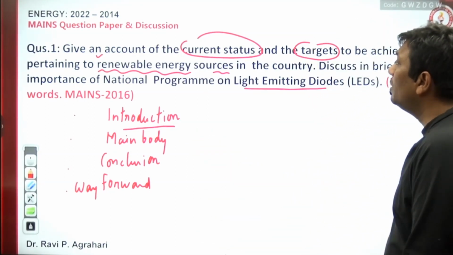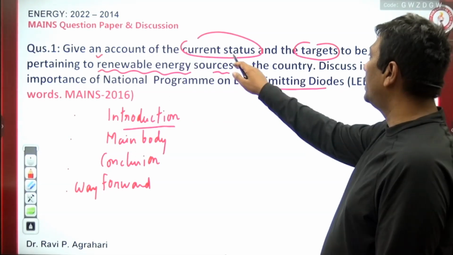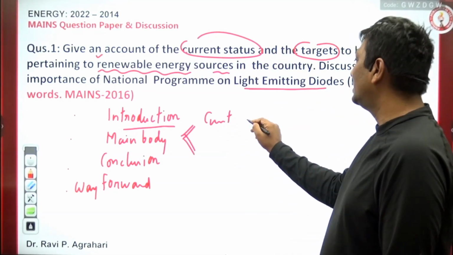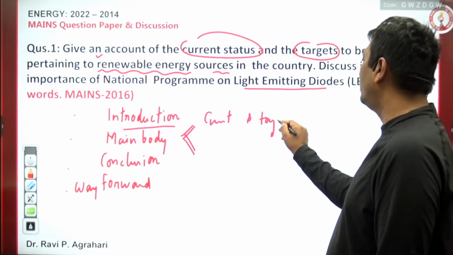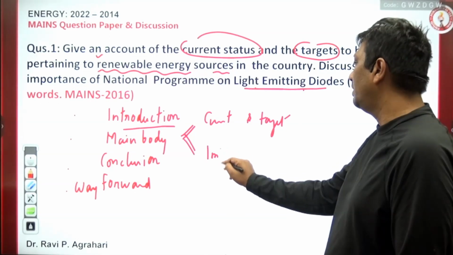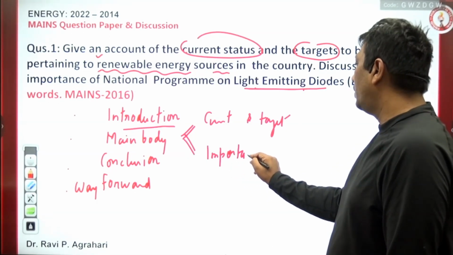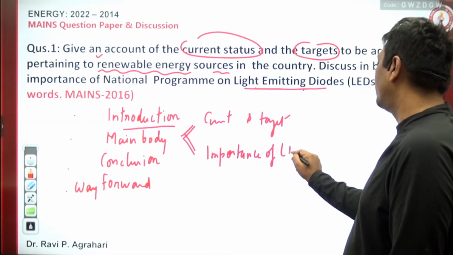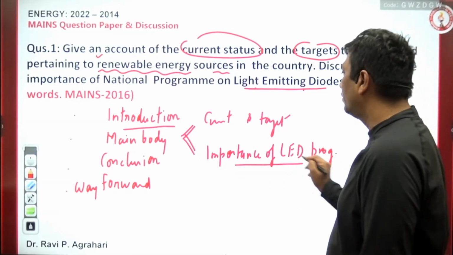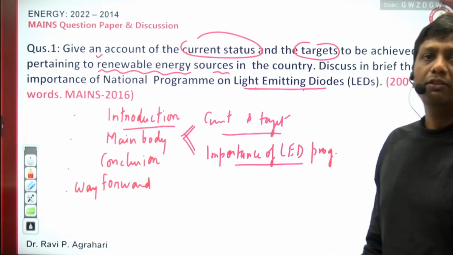What about the main body? It has two parts. One part is the current status and targets of renewable energy, and the second part is the importance of LED programs, those brought by the government. So this is the structure in the case of the main body.